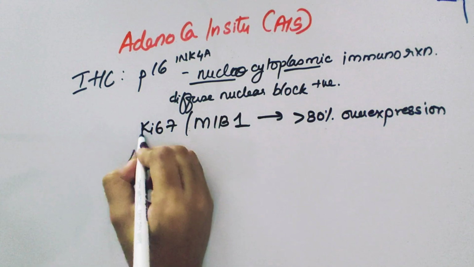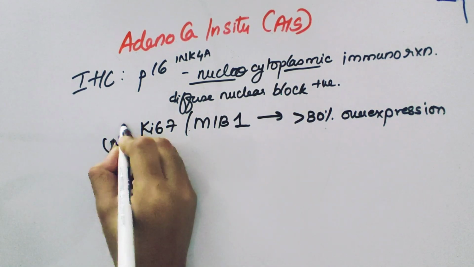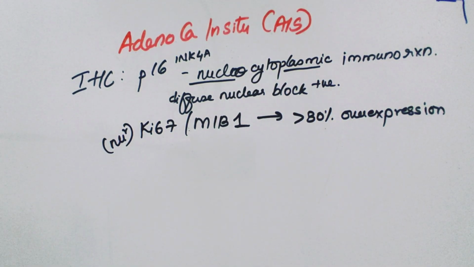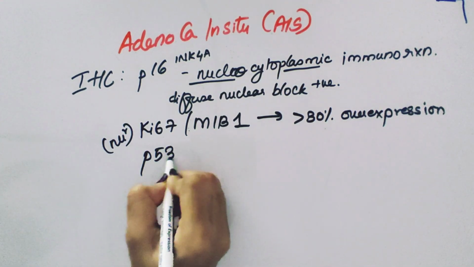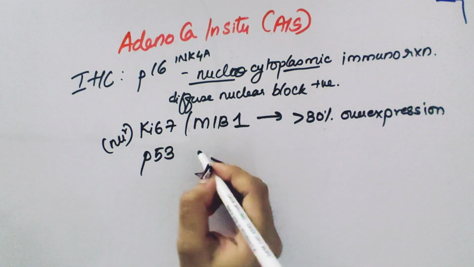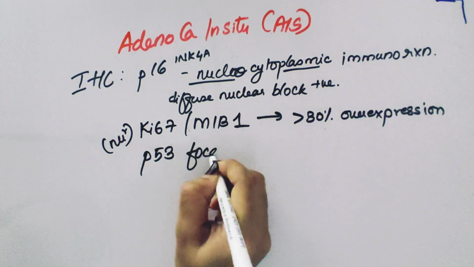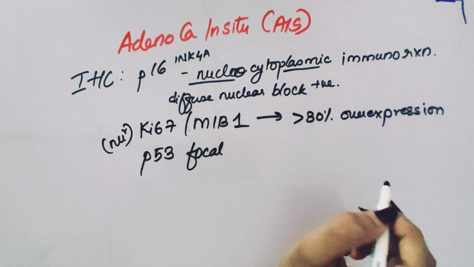So Ki67, what is it? It's of course nuclear, because it is a proliferation index, so it is related to the nucleus. Then you will be doing P53. So P53 here, the importance is that it is focal. Focal, you have to stress upon that.